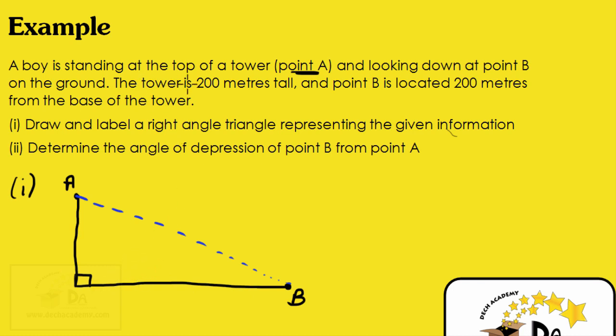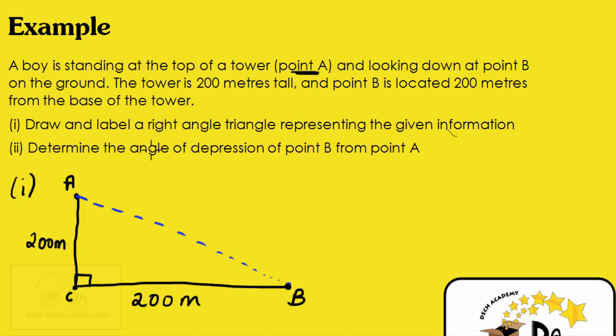Anyway, moving on, the tower is 200 meters tall. So if I call this point C, the length or height of side AC of this right angle triangle is 200 meters. And it says the point B is located 200 meters from the base of the tower. So the base of the tower is this point C. B is 200 meters from the base of the tower. So this side is also 200 meters. So we have a complete right angle triangle.